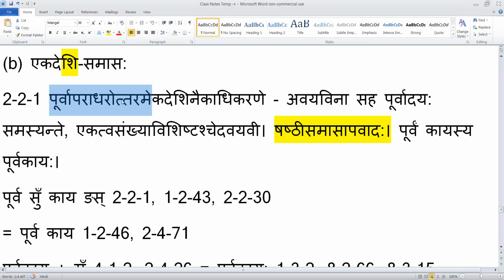So Purva Aparadharottaram will compound with Ekadeshin, something which has a part to it. But Ekadhikarane, so it should have something which is one adhikaranam. It should be one item which has parts to it, not many items. The adhikaranam should be one. Let's look at the vritti. It says avayavina. Avayavina means that which has the avayavas, the avayavi. Avayavi is again that which has parts.